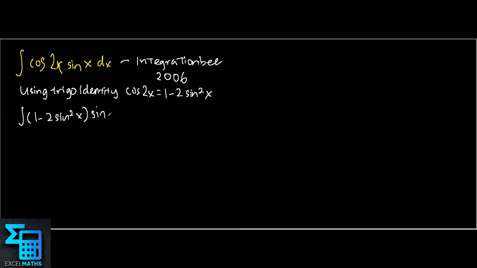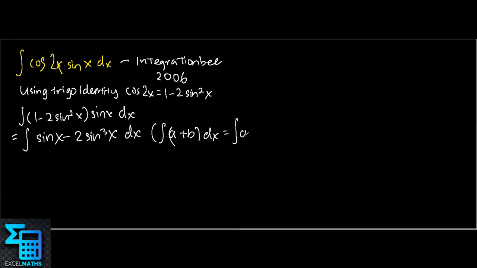sine x dx. And then we expand the equation, so we have integral of sine x minus 2 sine cube x dx. Okay, so we split this integral out into two integration terms following this particular property of the integral. Integral of a plus b bracket dx is equivalent to integral of a dx plus integral of b dx. All right, then we split this integral out into two different integral terms.